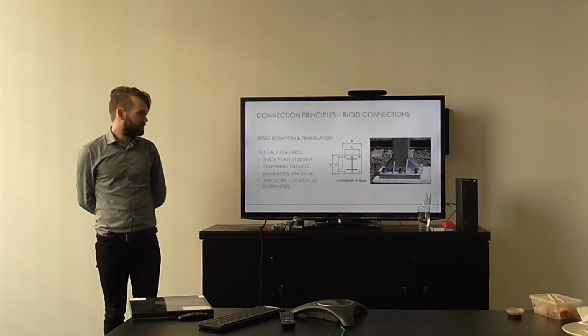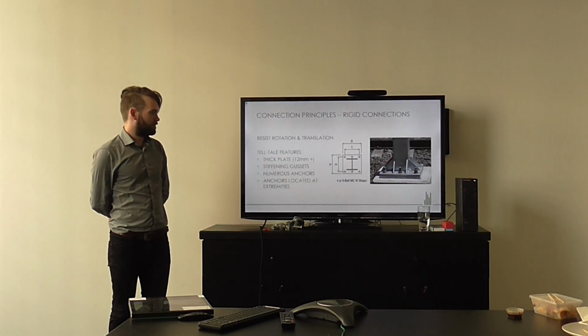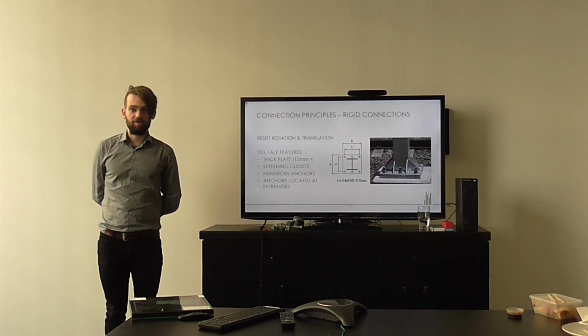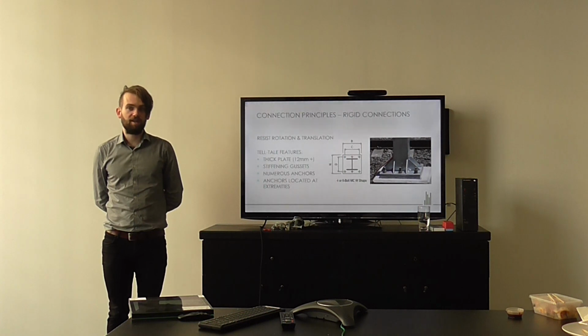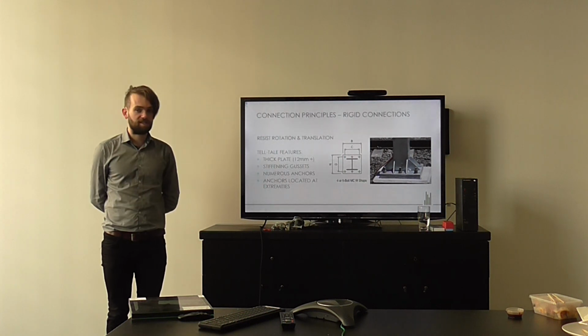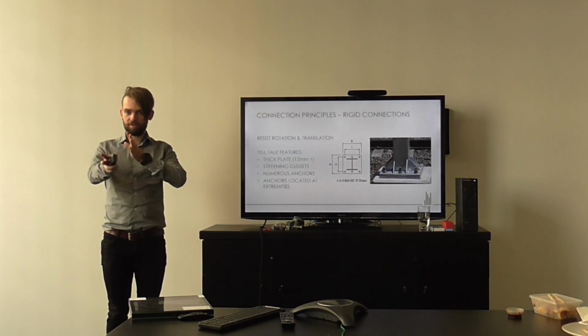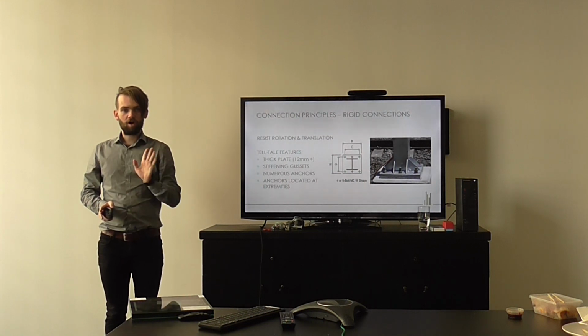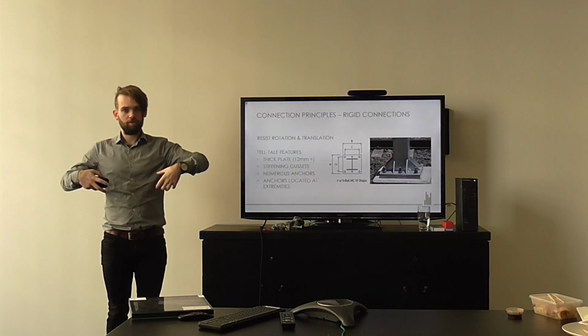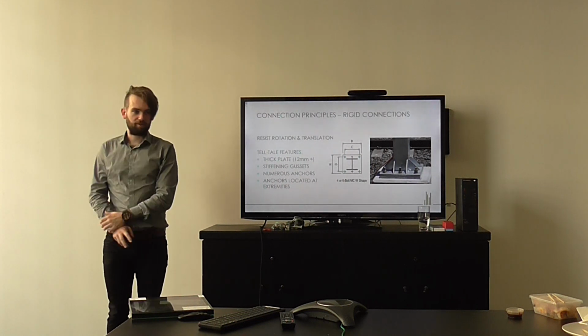So, I'll start with rigid connections. As the name implies, they're rigid. They don't allow rotation, and they don't allow translation. What I mean by that is, if you imagine your three-dimensional axes, you can slide in either direction and you can also rotate in either direction.